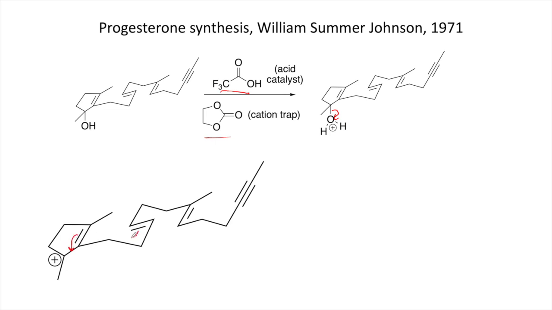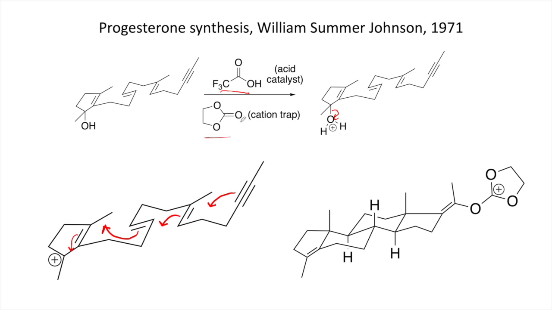But this pi bond can swing over to fill that gap. That leaves this positive charge here. So this pi bond can swing down, and one of these pi bonds can swing down. And then it's trapped by this cation trap like that. And then we get this intermediate. So notice a bunch of new carbon-carbon bonds. A new carbon-carbon bond here, a new one here, and a new one there.